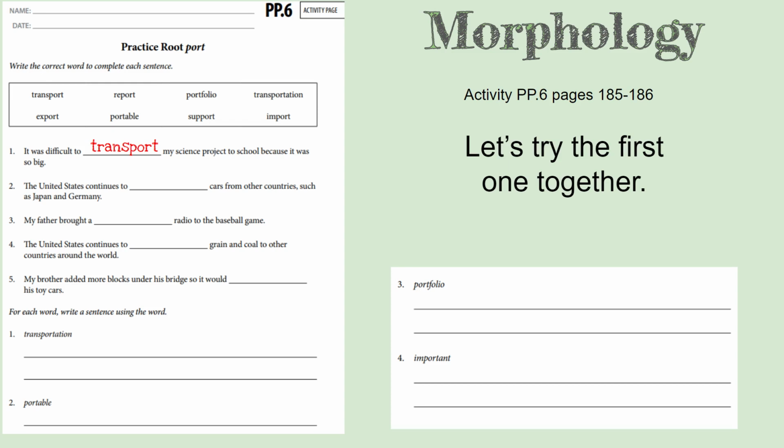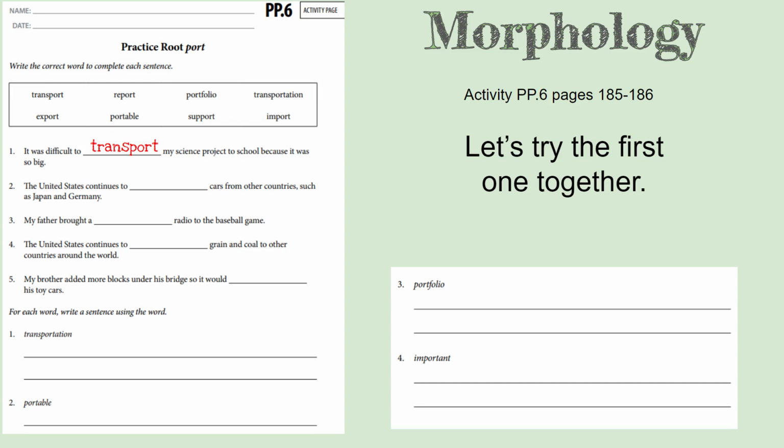I'm going to read 2, 3, 4, and 5 for you, and then you're going to be asked to fill in the blank. Number 2, the United States continues to blank cars from other countries such as Germany and Japan. Number 3, my father brought a blank radio to the baseball game. Number 4, the United States continues to blank grain and coal to other countries around the world. And number 5, my brother added more blocks under his bridge so it would blank his toy cars. So again, I suggest that you fill in the blank and then reread the sentence to make sure it sounds okay.